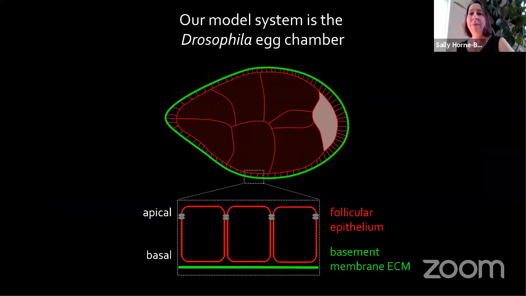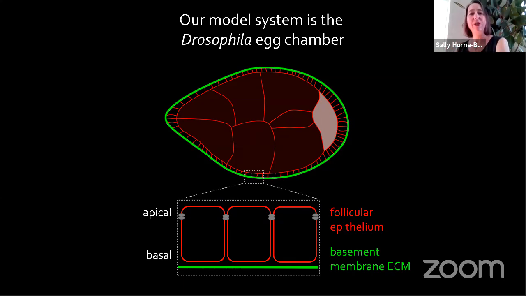Now, the system that my lab uses is the Drosophila egg chamber. This is an assembly of just about 850 cells that's going to produce one fly egg. This structure has an inner cluster of germ cells, an outer somatic epithelium called the follicle cells, and then the follicle cells produce a basement membrane extracellular matrix that acts as a sheath around this entire little structure.